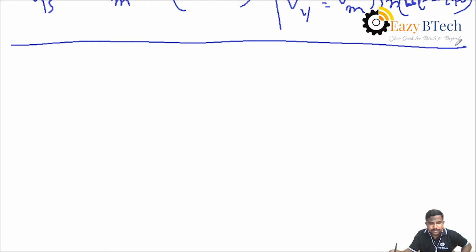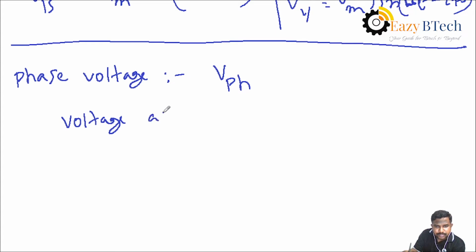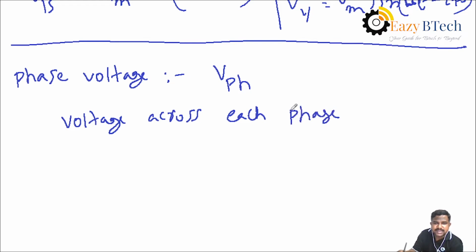Then the second one is here. What is meant by phase voltage? We can represent that as V suffix ph, phase voltage. Phase voltage is nothing but the voltage across each winding or across each phase. That is called the phase voltage.